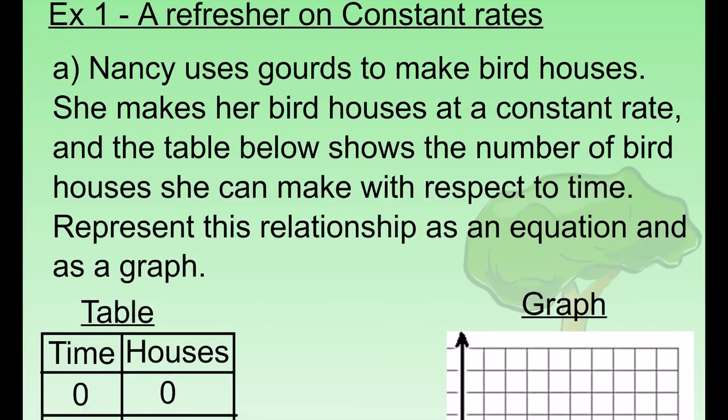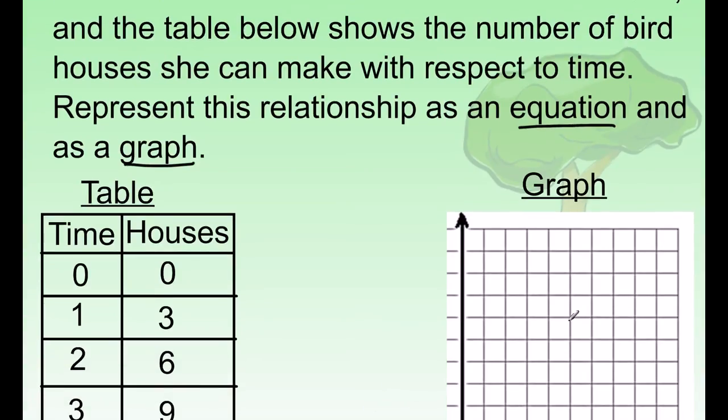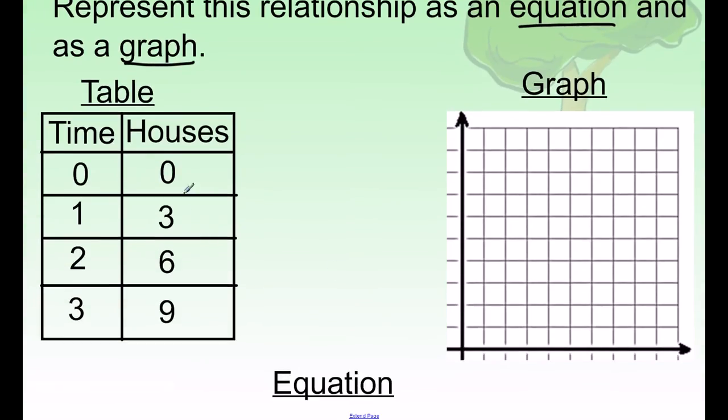So the first problem says, Nancy uses gourds to make birdhouses. She makes her birdhouses at a constant rate, which means it's proportional, and the table below shows the number of birdhouses she can make with respect to time. Represent this relationship as an equation and as a graph. Okay, so it gives us a table. Yay, isn't it pretty? We want to take this table and represent it as a graph and as an equation.